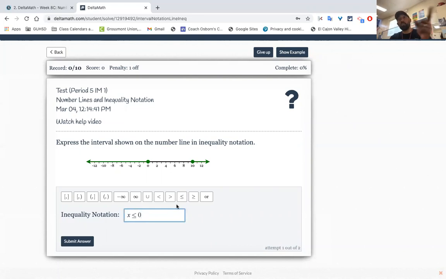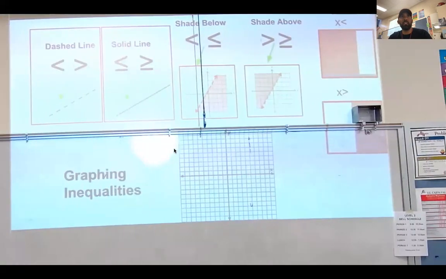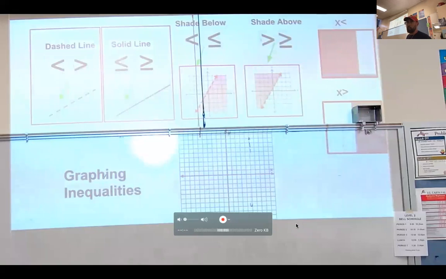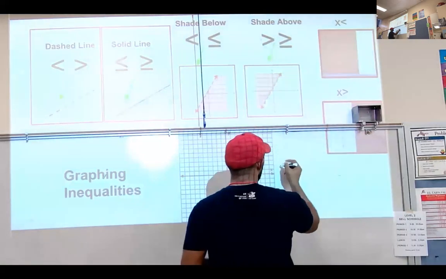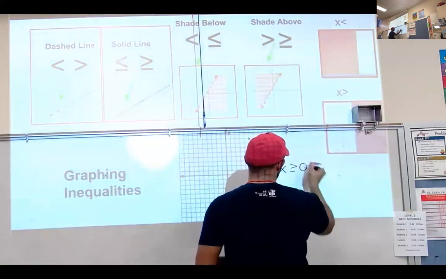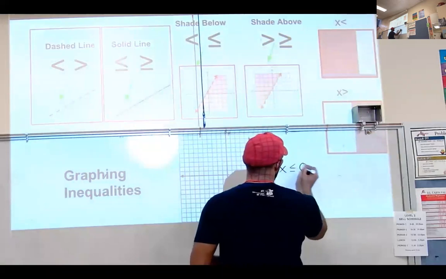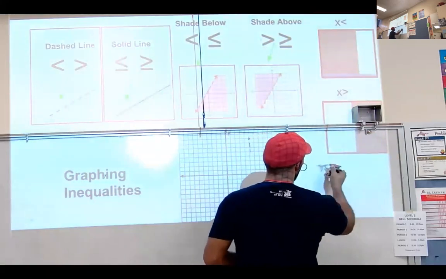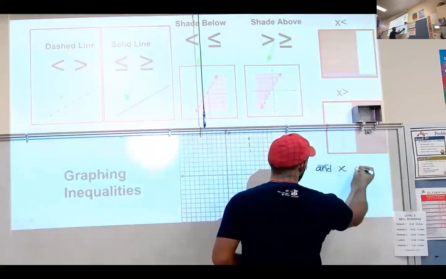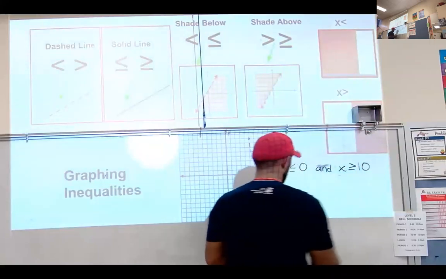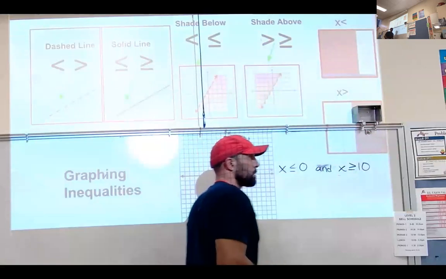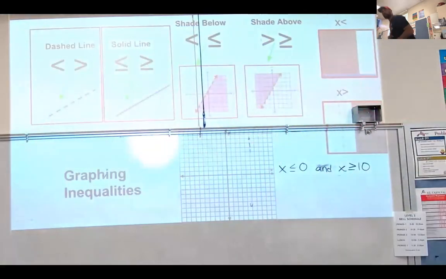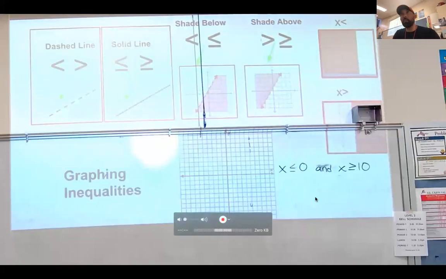Now, we're gonna do another one, and normally if you were to just write this on paper, let me show you how I'd write this. X is greater than 10. So I would write that as X is less than 0 and X is greater than 10. I would just put an and in the middle.